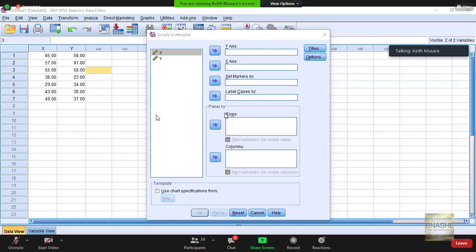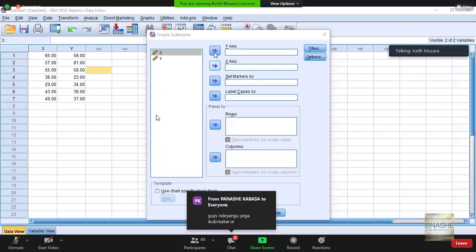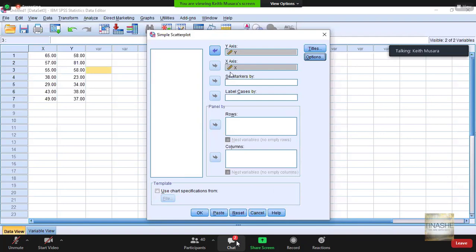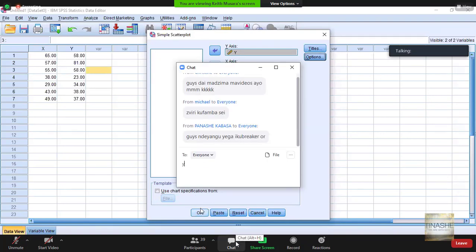In this case, it's selected x. So this x has to go to the x-axis. You pick the y, it goes to the y-axis. There are a lot of options. Maybe you want to give a title to your graph. You can do that. You can play around with these options and see what comes out from those options. But basically, you can draw x, then you draw y, and then you can come up with the scatter plot.